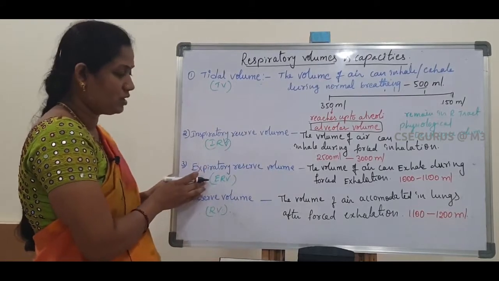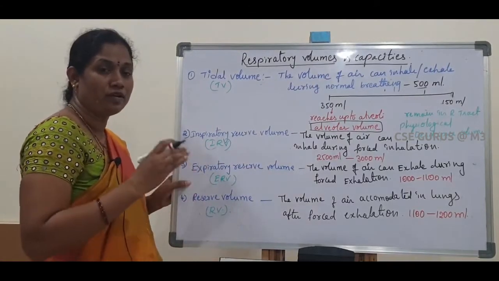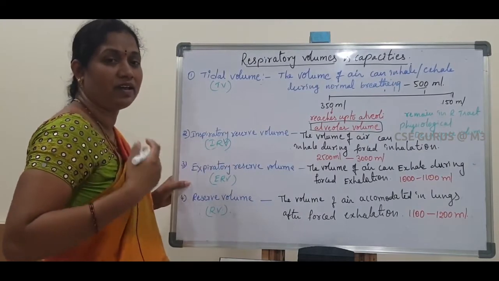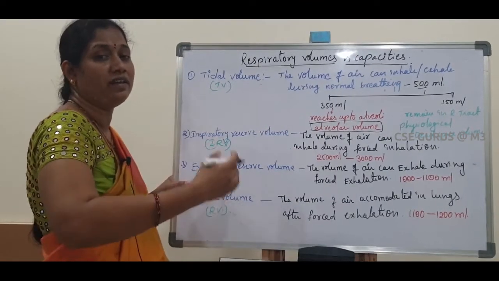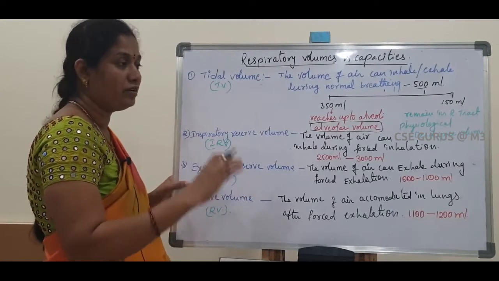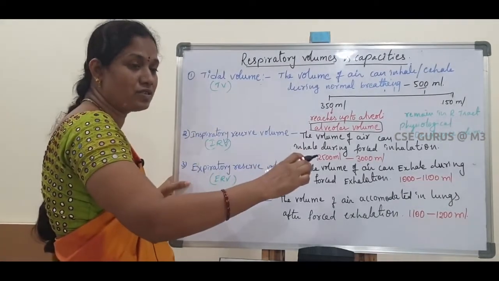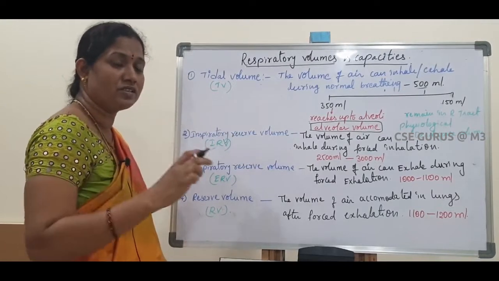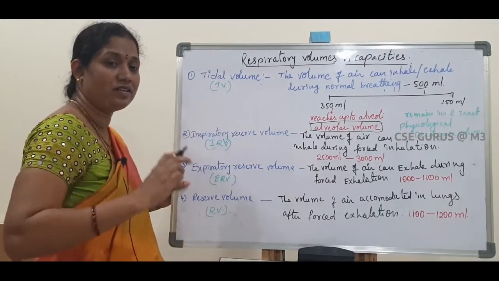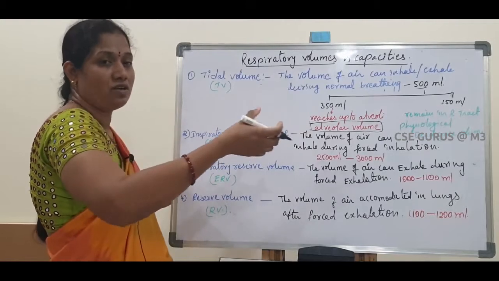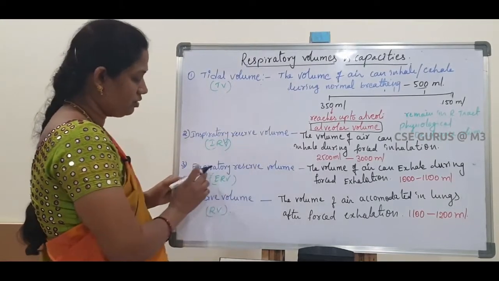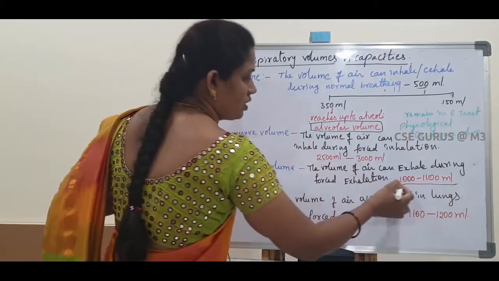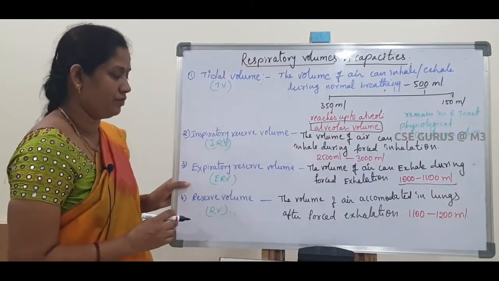But in expiratory reserve volume, when we do forcible expiration, for example, I release the air forcibly, what happens? The tidal volume is released outside, and along with it, some additional air present in the lungs is also released. That amount is called expiratory reserve volume. It is about 1000 to 1100 ml.